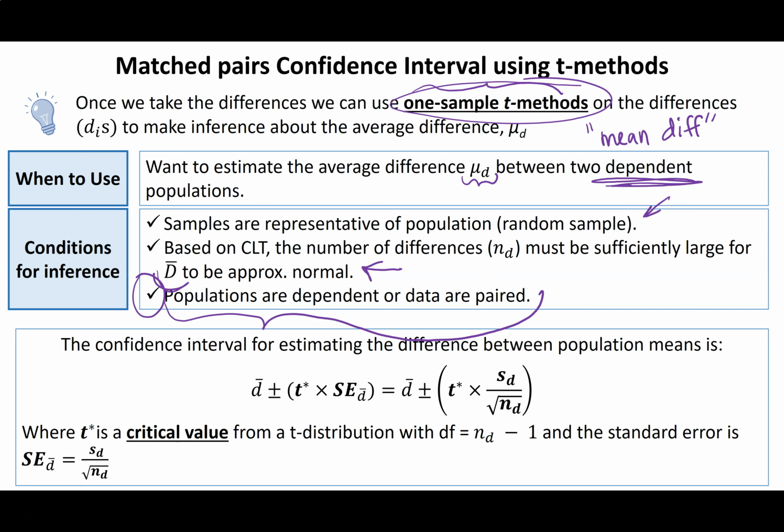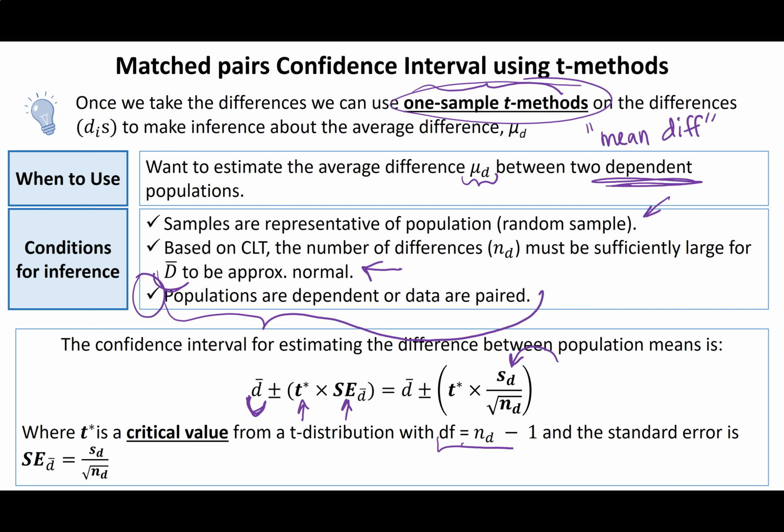So you want them paired. You might have the pre and the post, and then you're going to have a differences column. You're only going to analyze the differences. So if I want to do a confidence interval, I'm going to find the average difference from my samples plus or minus T star, my T star critical value, because we're using T procedures, times the standard error for the differences. The standard error for the differences is just the standard deviation of the differences over the square root of the number of differences in the sample.